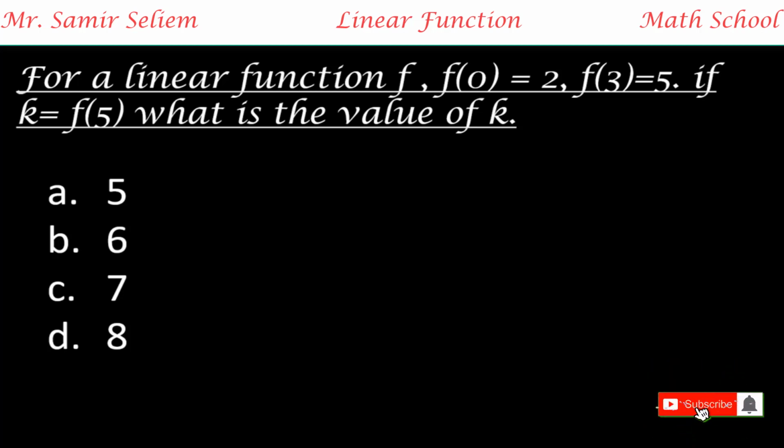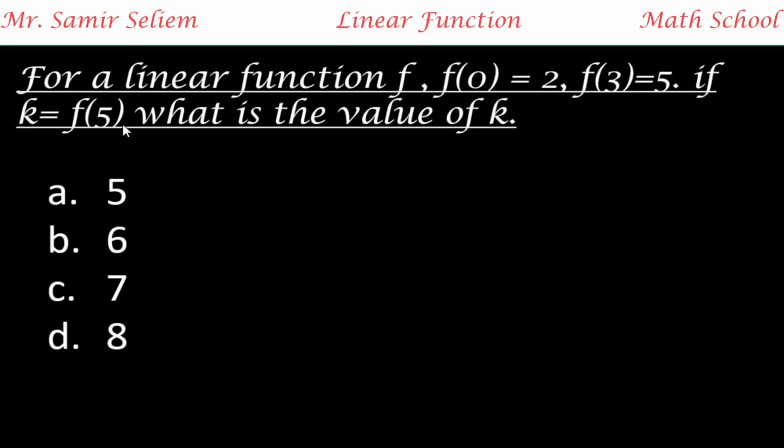We have points here. How many points do we have? We have 3 points. The first is 0, 2, and the second is 3, 5. The third is 5 and k, because f of 5 equals k, so the point is 5 and k. So we have 3 points: 0, 2, 3, 5, and 5, k.